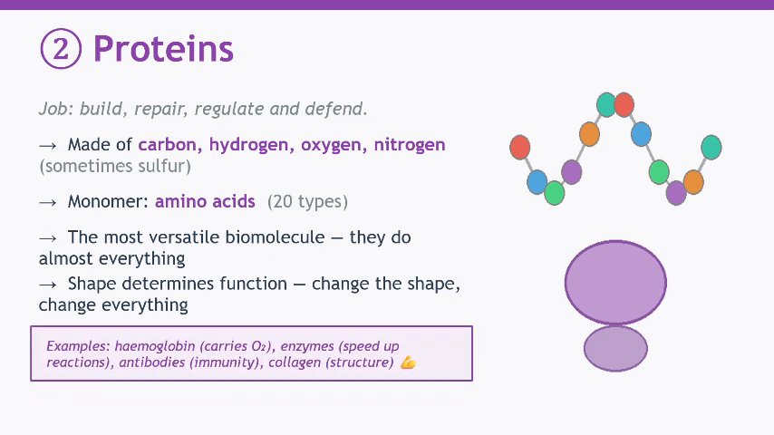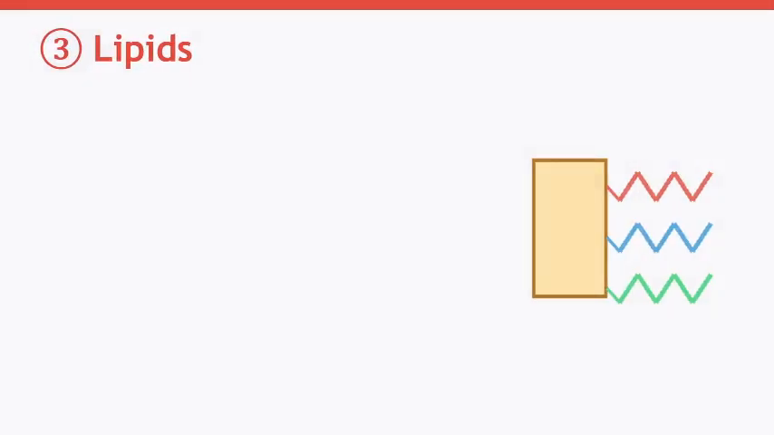Hemoglobin carries oxygen, enzymes speed up reactions, antibodies tag pathogens for destruction, collagen holds your skin and bones. All proteins. Different sequences, different shapes, different jobs. One monomer type, infinite possibilities.